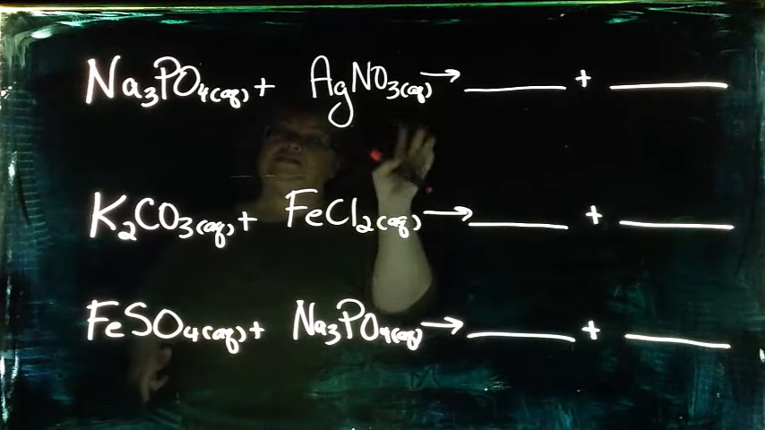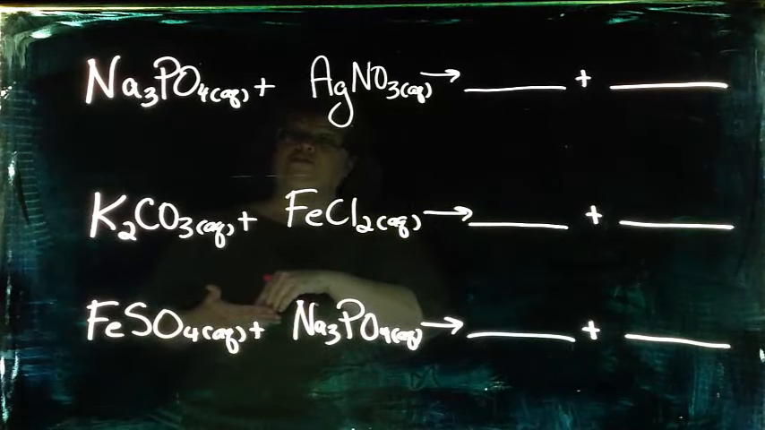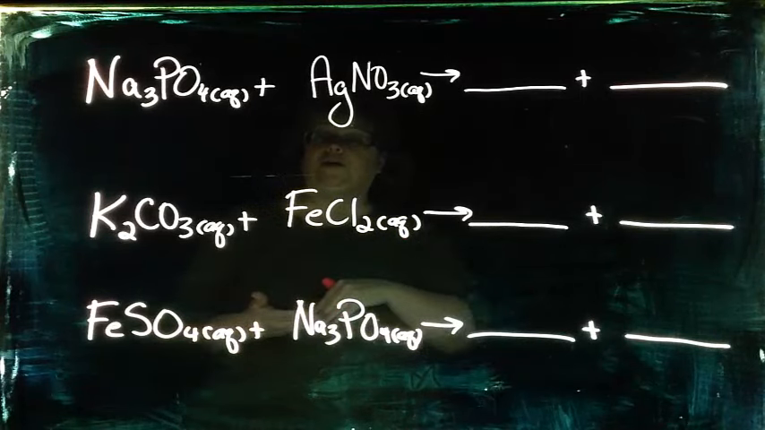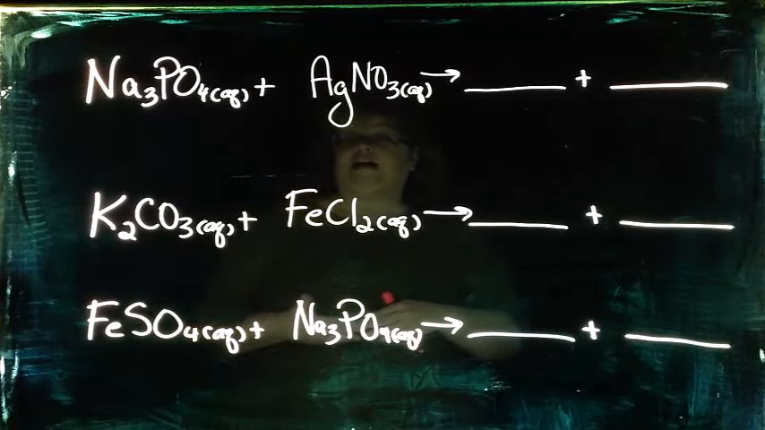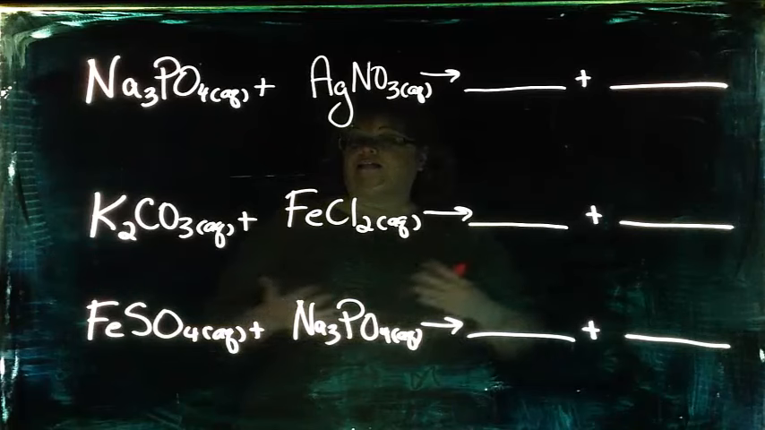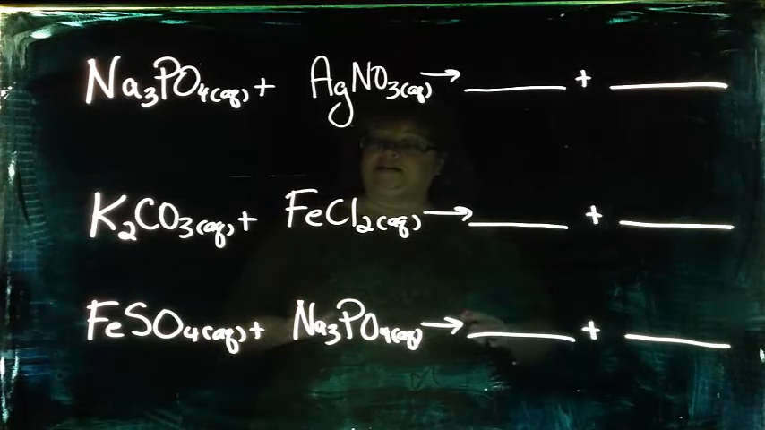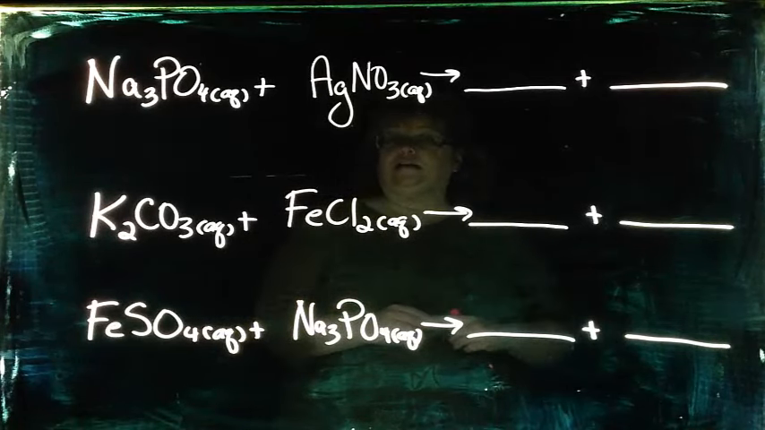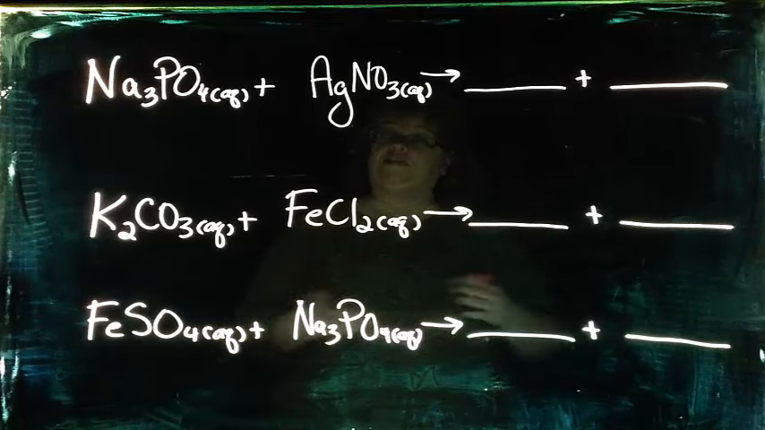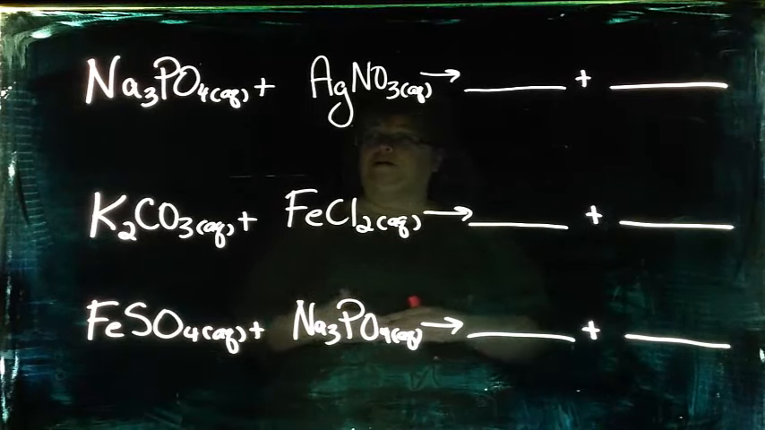and then we need to be able to use our solubility rules to make sure that one of our products is a solid. If it doesn't make a solid, then it's not a double replacement reaction. So what we're going to focus on in this example is just how to predict the products. And then in the next video, we're going to look at how to write complete ionic and net ionic equations.